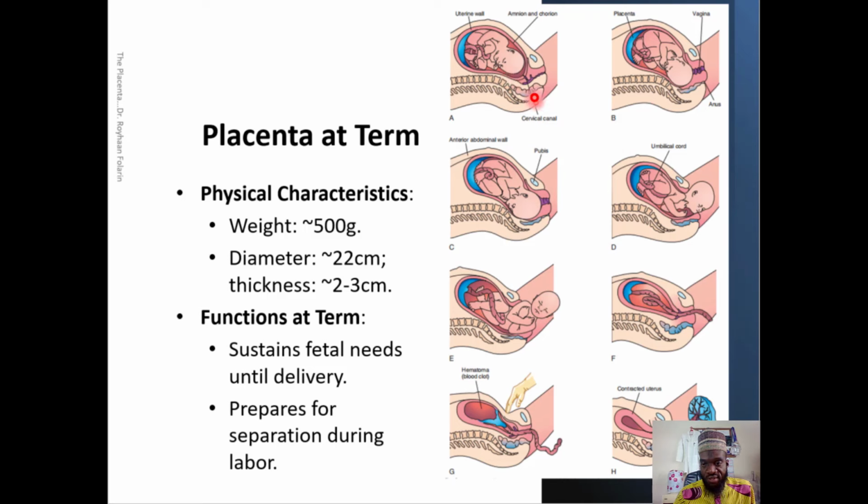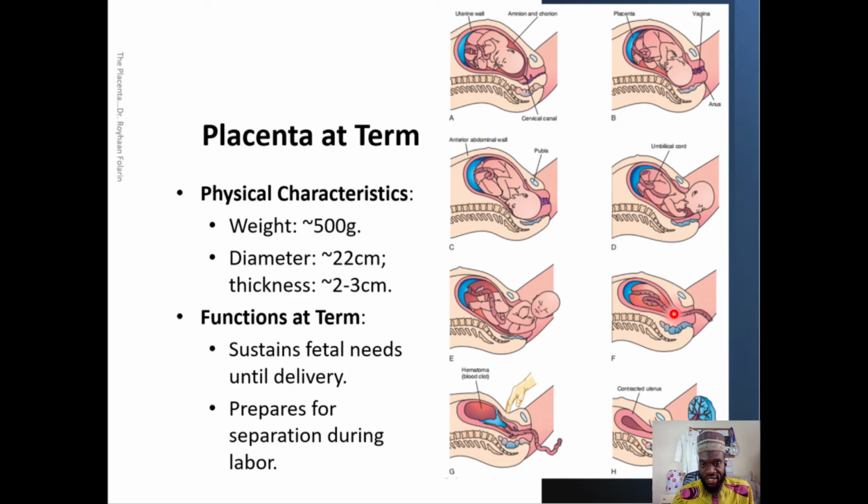Here you have the cervix dilating during the first stage of labor, right here. So here is the cervical canal, and it starts to dilate. And then from here to here, you see the fetus passing through the cervix and vagina during the second stage of labor. Very interesting process. So right here, you see the fetus passing through the vagina.